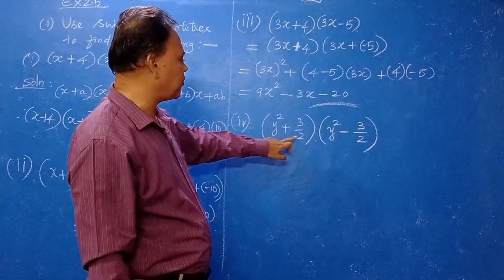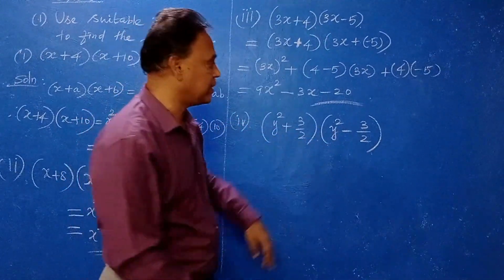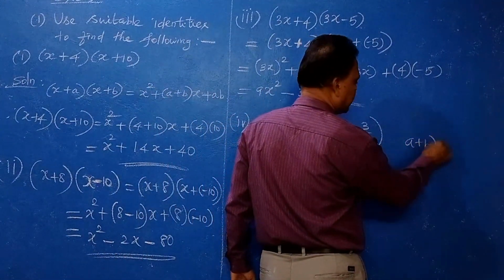You see, this is which form? a plus b into a minus b. This is the form: a plus b into a minus b.